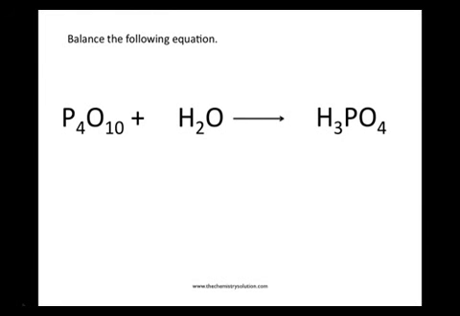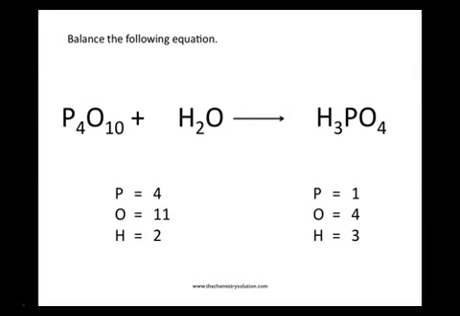Again, I'm going to start by taking inventory of how many of each type of atom I have on the reactant side and the product side. On the reactant side, I have 4 phosphorus atoms, 11 oxygen atoms, 10 from the molecule P4O10, and 1 from the molecule H2O, giving me a total of 11, and 2 hydrogen atoms. On the product side, I have 1 phosphorus atom, 4 oxygen atoms and 3 hydrogen atoms.